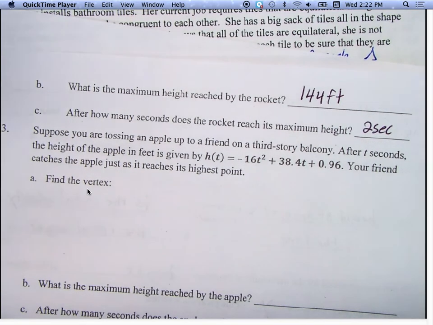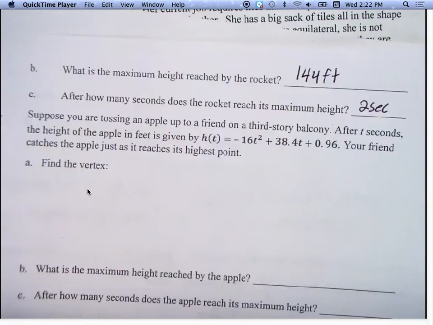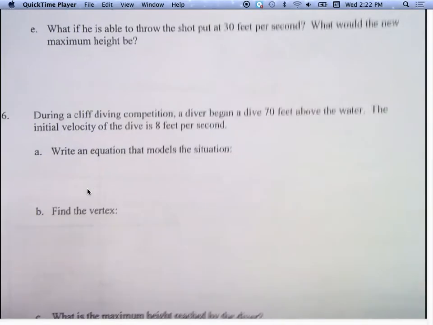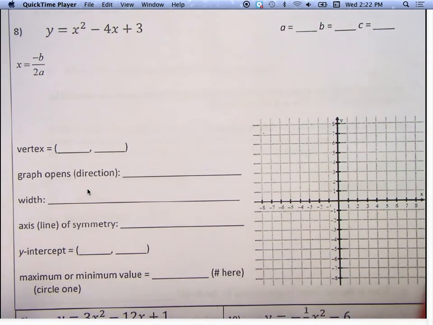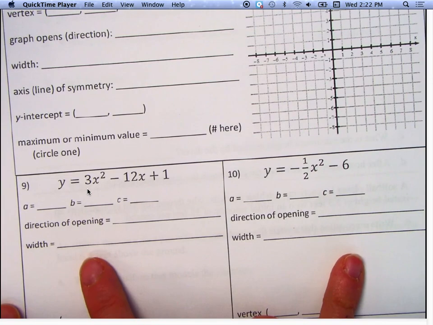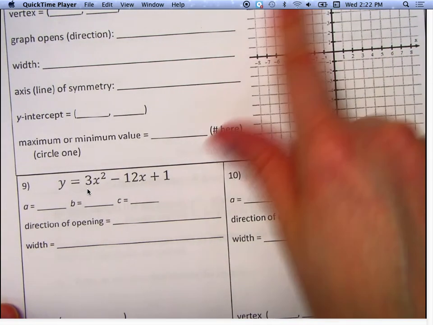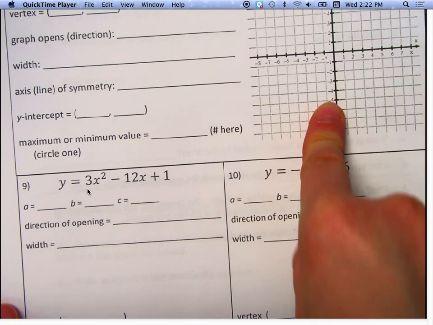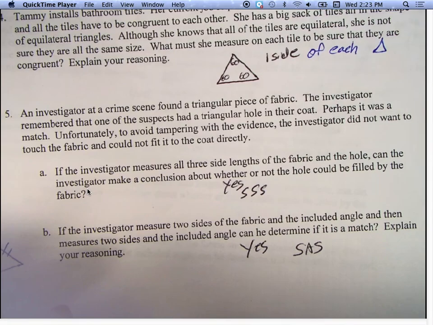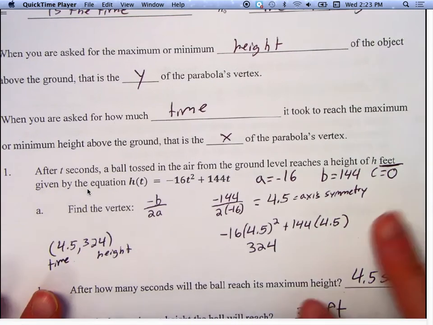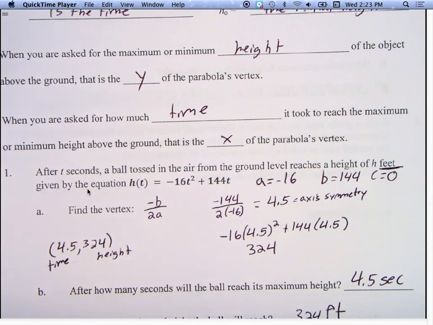Okay, so 3, 4, 5, 6, and 7 are exactly like that. Okay, 8, we're going back, we're remembering how to graph from just a regular equation. That's 8, 9, and 10. 8's the only one you have to graph. I don't want you to forget how to graph. We're going to have a quiz on Friday. All right, and then our test will be Tuesday of next week. All right, I'm going to stop this and let you guys work.